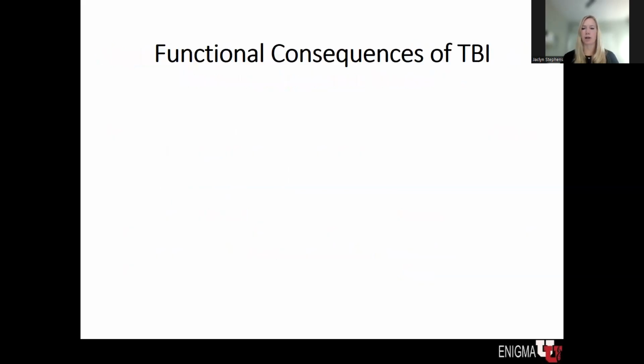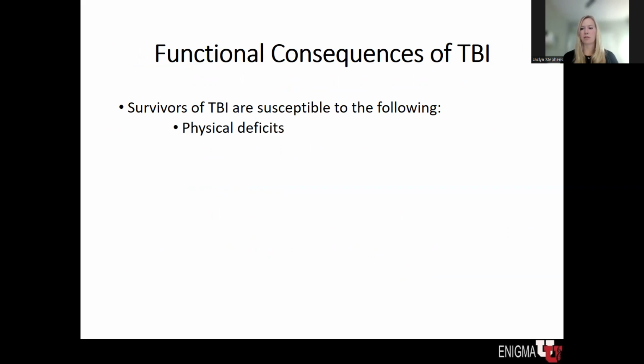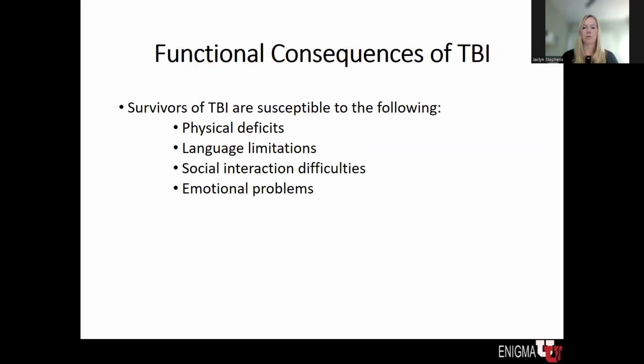We also see a number of functional consequences of traumatic brain injury, which shouldn't be terribly surprising. Survivors of TBI are susceptible to the following. Physical deficits, which might include difficulties using their limbs, using their hands, difficulty in walking or balance; language limitations, either in understanding or producing language; social interaction difficulties; and emotional problems. There are regions of our brain that help us regulate our emotions, and if those regions get damaged, we often see people have a lot of difficulty managing their emotions, along with a number of cognitive deficits in areas like memory or attention.